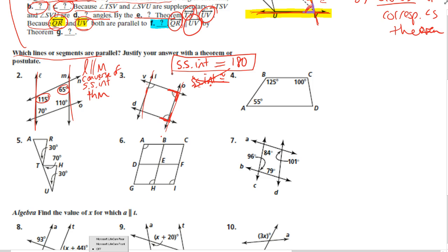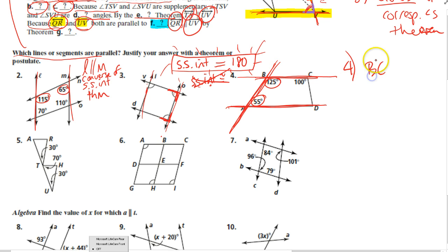Number 4, we have 2 lines that could possibly be parallel, and let's look at this transversal. Same side interior angles. Do they add up to 180? Yes, they do. So that means that the top line and the bottom line are the parallel ones, and this was the transversal. So for number 4, you would say BC is parallel to AD. And by the way, number 3, the answer is none. Here's your answer for number 2, number 3, number 4. Okay, keep going.